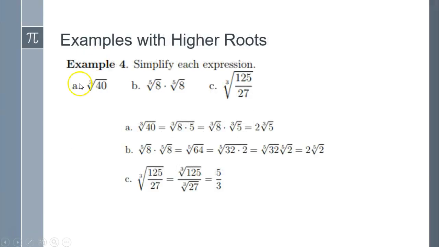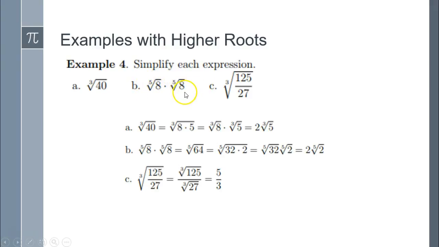So here are some examples with higher roots. The cube root of 40. You can still simplify. Now this time, instead of looking to take out perfect squares, you're looking to take out perfect cubes. So you skip the 1 usually, but 2 cubed is 8, 3 cubed is 27, 4 cubed is 64. So you would divide by those numbers to see. So the 40 divides by 8. So I get the cube root of 8 times 5. Cube root of 8 is 2. Cube root of 5 contains no perfect cubes. I'm done.